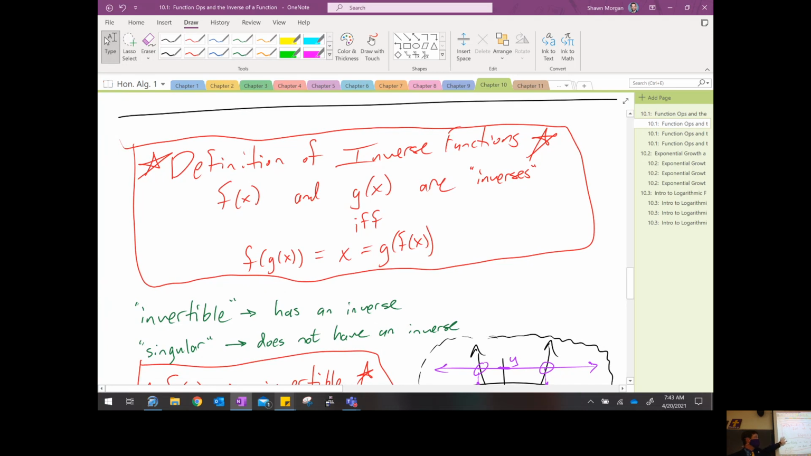All right. So Paul asked me to come back here. This is our definition of inverse functions. There's a couple of vocab words in green. The word invertible simply means, oh, this has an inverse. I can find its inverse. Something that is not invertible has no inverse and is therefore called singular. If a function is singular, then it has no inverse. If something is invertible, it means we can find its inverse.